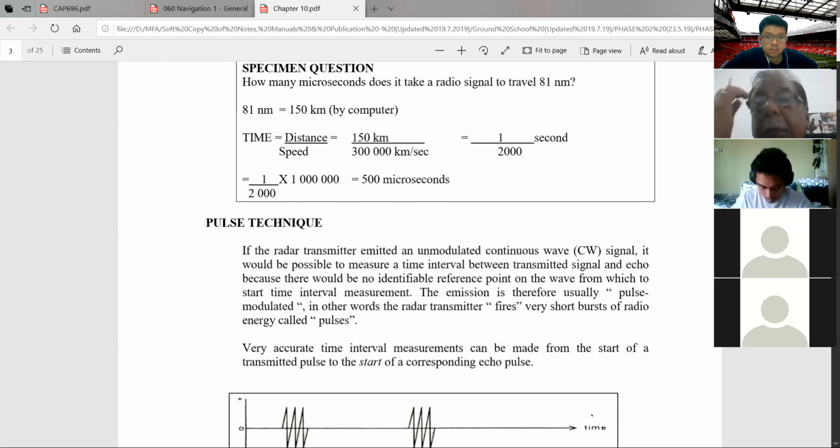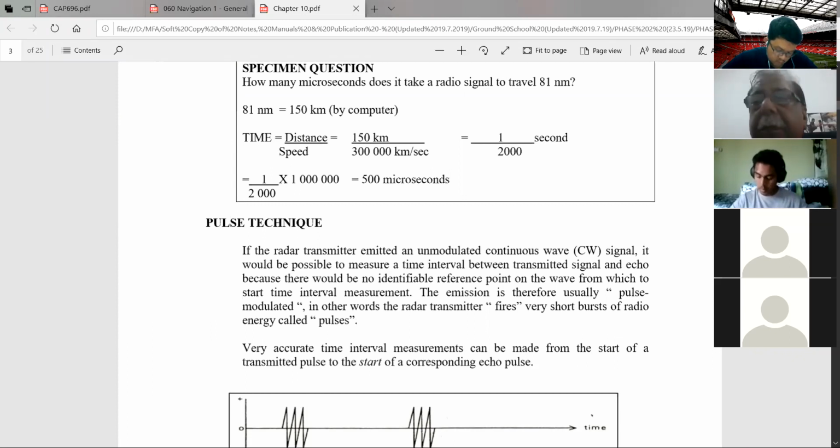It should not be $3,000. If the total time is 5 microseconds, how much distance will you cover in 5 microseconds? 1,500. How much total distance will you cover? 1,500. 5 into 500, 5 into 3.